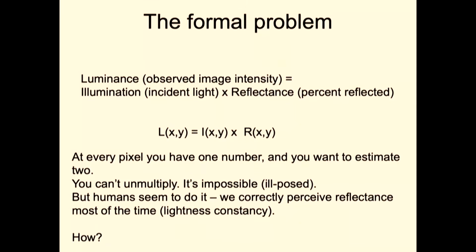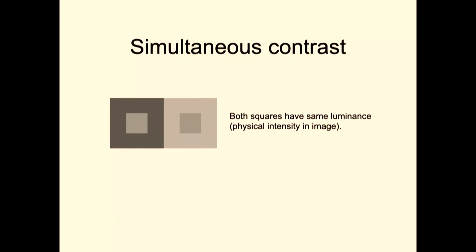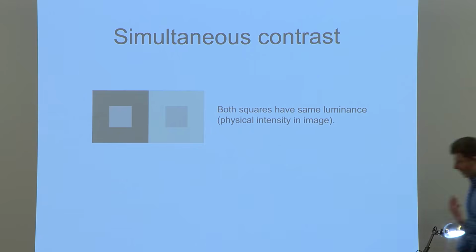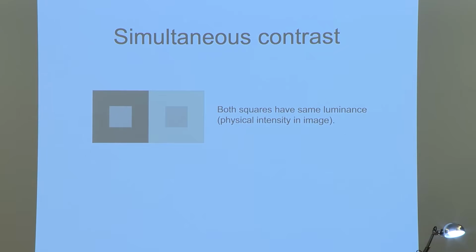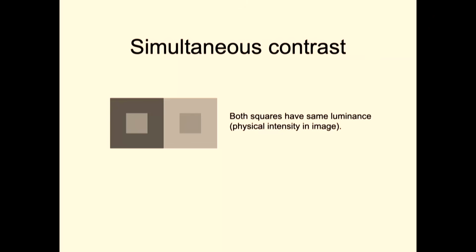So how do we do it? What we're going to talk about when we resume next time is a variety of illusions that provide some clues as to how we do it. This is one of the very earliest lightness illusions. It's called simultaneous contrast. It's an illusion because these two squares are the same physical gray level. But when you look at them, it probably looks like the one on the left is lighter than the one on the right. You'll also probably notice that the one on the left is embedded in a dark surround, and the one on the right is embedded in a light surround. And indeed, that's what causes the one on the left to look lighter. But both of the squares have the same luminance, the same physical intensity in the image.